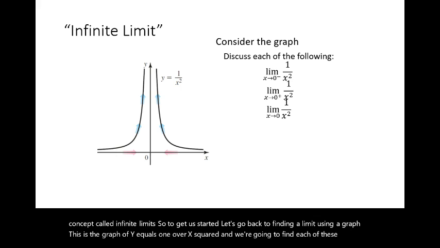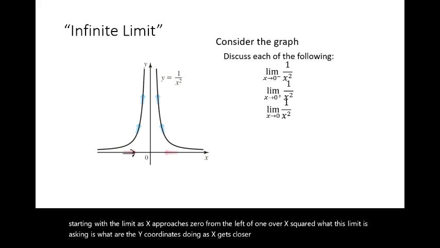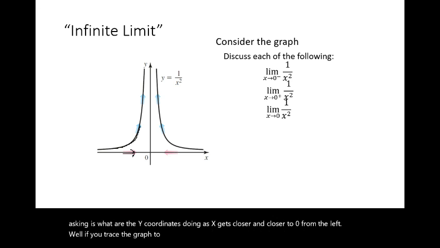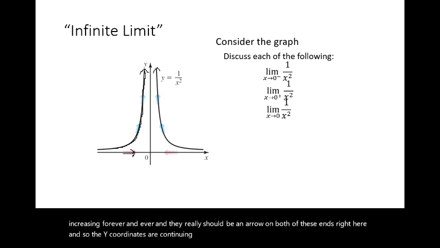Starting with the limit as x approaches 0 from the left of 1 over x squared. What this limit is asking is what are the y-coordinates doing as x gets closer and closer to 0 from the left? Well, if you trace the graph to the left of 0 and get closer and closer to 0, this graph is increasing forever and ever, and there really should be an arrow on both of these ends right here. And so the y-coordinates are continuing to increase forever and ever as we get closer and closer to 0 from the left.